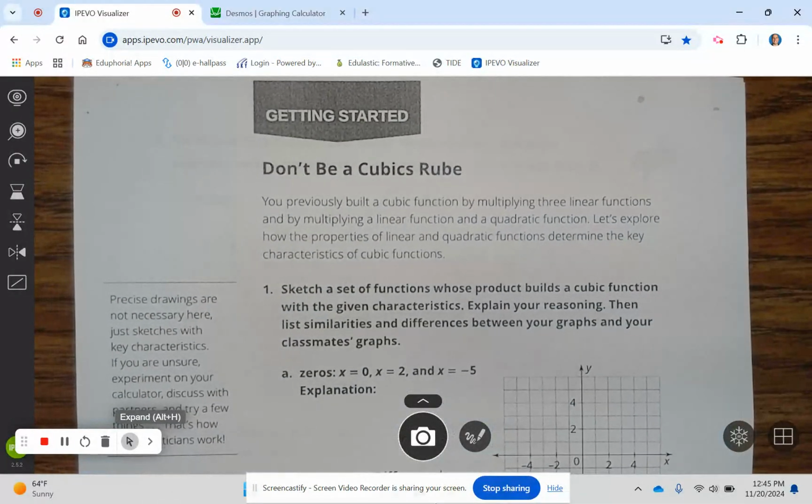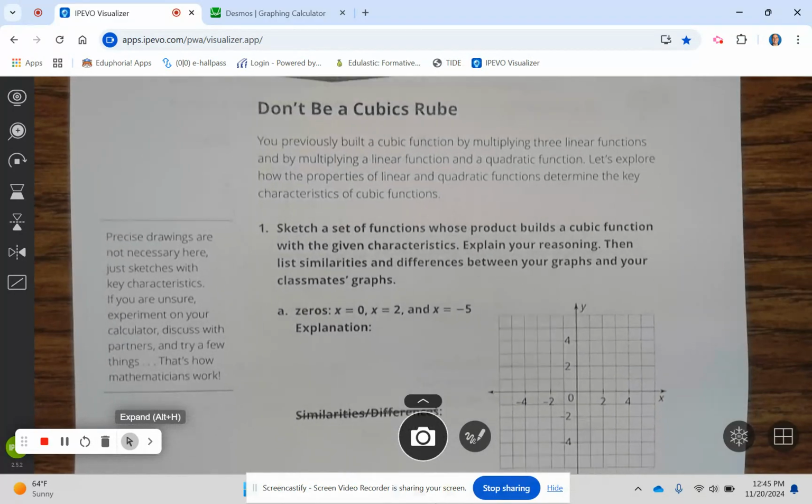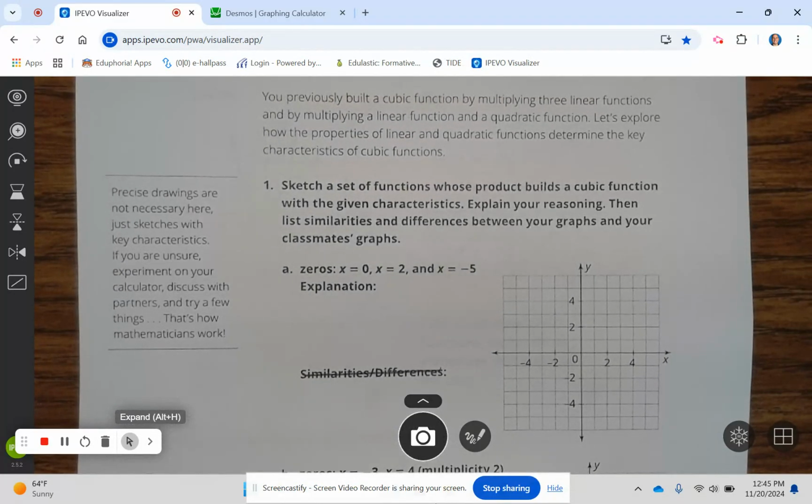Getting started. Don't be a cubic group. You previously built a cubic function by multiplying 3 linear functions and by multiplying a linear function and a quadratic function. Let's explore how the properties of linear and quadratic functions determine the key characteristics of cubic functions. 1. Sketch a set of functions whose product builds a cubic function with the given characteristics.